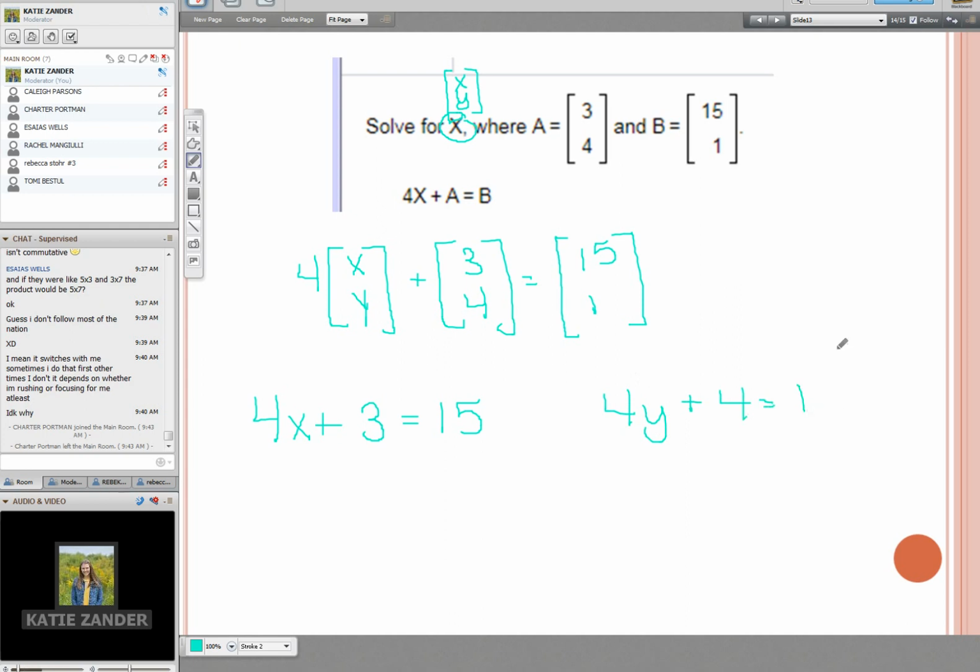So once you set up those two equations, you can then just work backwards to solve for x and y in each equation. So subtract 3, divide by 4. I think you get x equals 3. And then in the second equation, subtract 4, divide by 4. I think that gives you a negative 3/4, right? So that x matrix that they're looking for is 3 and negative 3/4. So if you can change it to a linear equation that you already know how to solve, it'll go pretty quick.